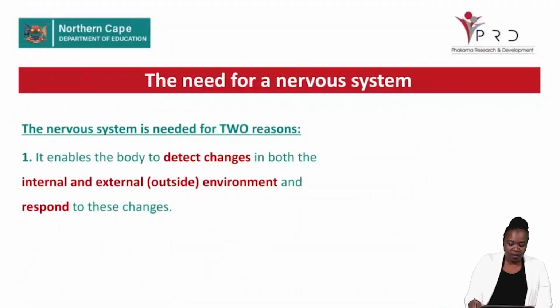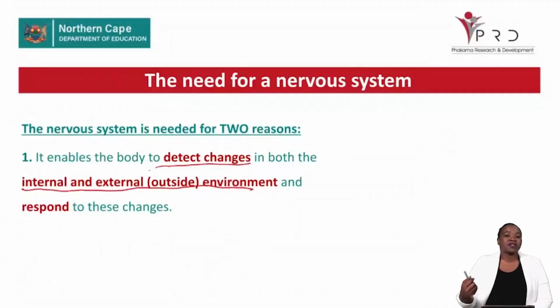Okay, so the nervous system is needed for two main reasons that we are going to look at. Firstly, it enables the body to detect changes in both the internal and the external environment and respond to those changes. Like I just said with Dumisani, he saw the external environment change. He saw the traffic light change and he reacted by stopping. After a while, he saw the traffic light change from red to green, which means that he then moved from there. It was with the help of the sense organs, the eyes, that he was able to see that change.